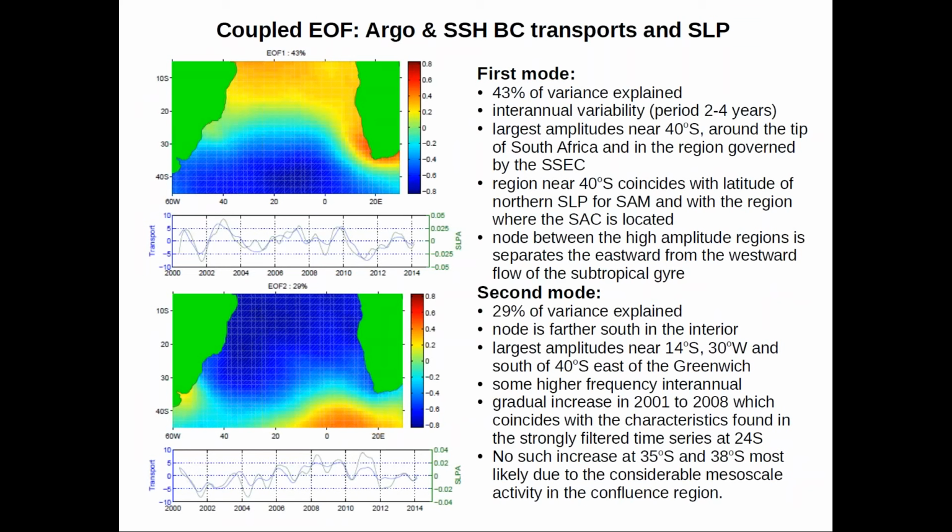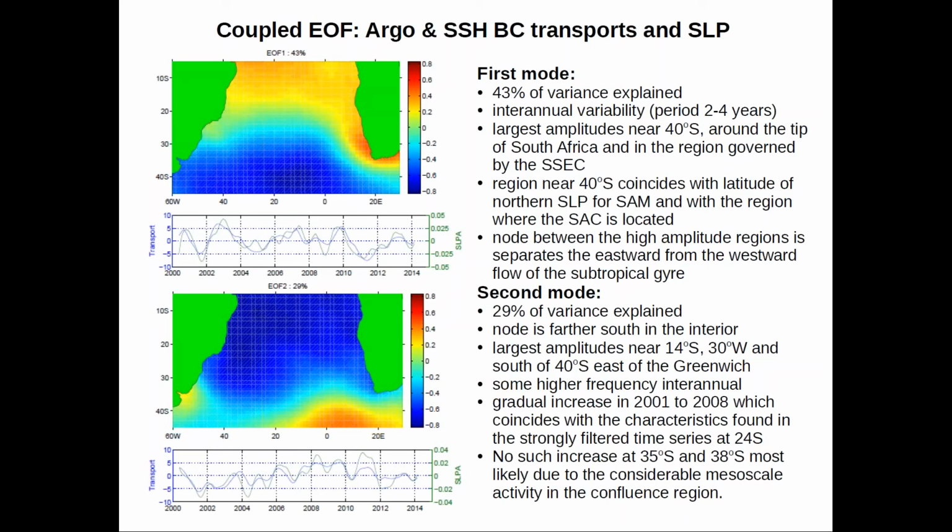Because SAM is kind of the gradient of the sea level pressure between 40 and 60 south. So why would that drive the Brazil current? Well, because of what the sea level pressure at 40 south does. And in the top panel, we see the first mode of the coupled EOF, which explains 49% of the variance. And that mostly has a 2 to 4 year cycle.